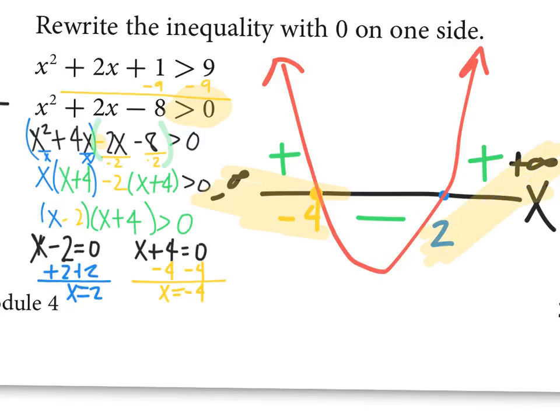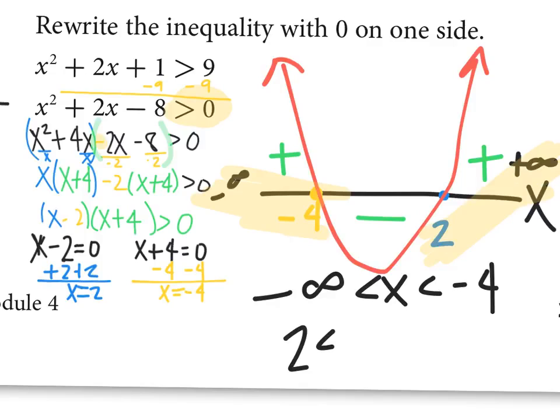And again, we did this a second ago when we looked at our graph, but now we're looking at it outside of a graph and how we see it. So my answer would be -infinity is less than x, which is less than -4, and 2 is less than x, which is less than infinity.